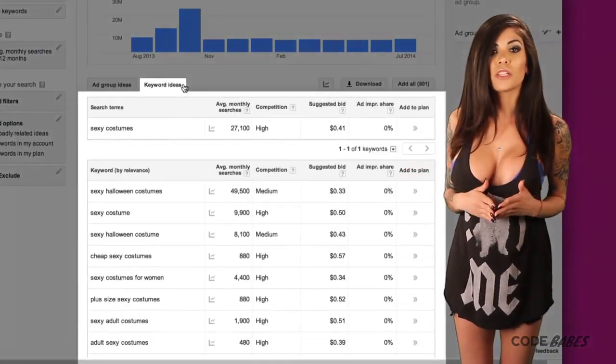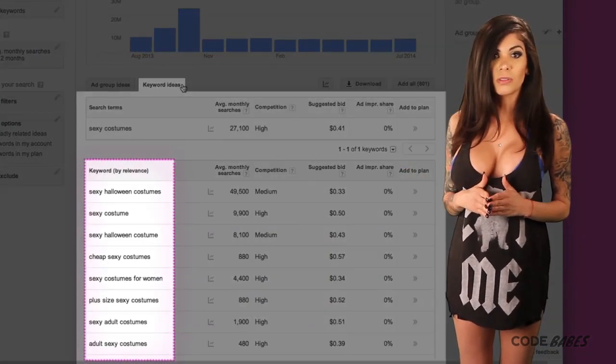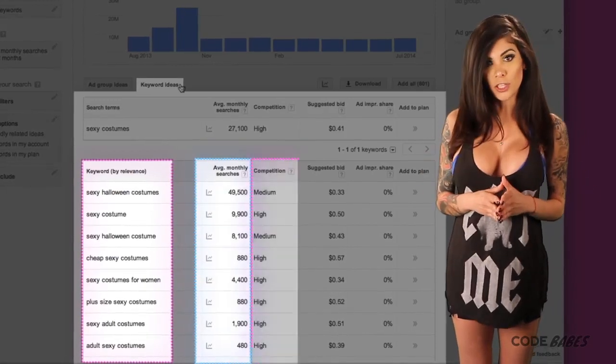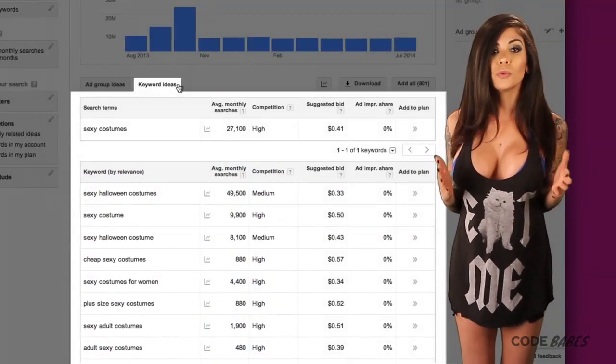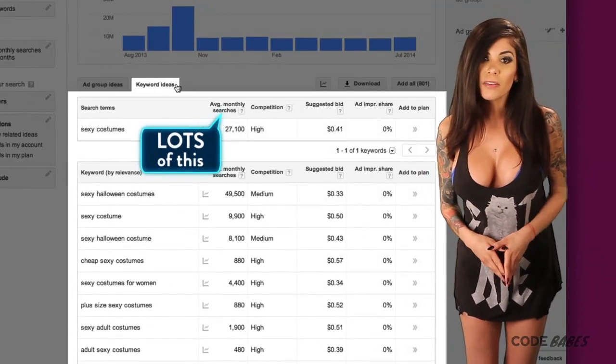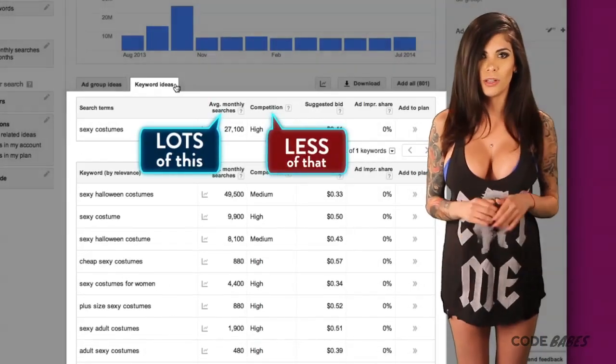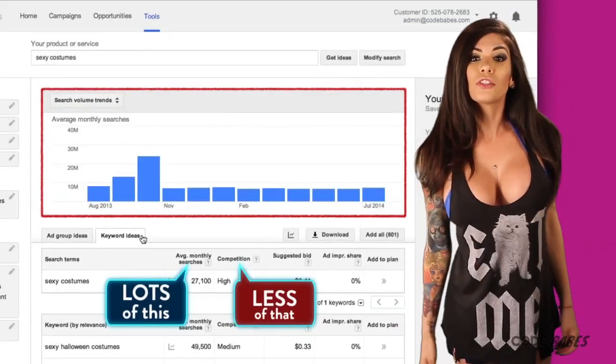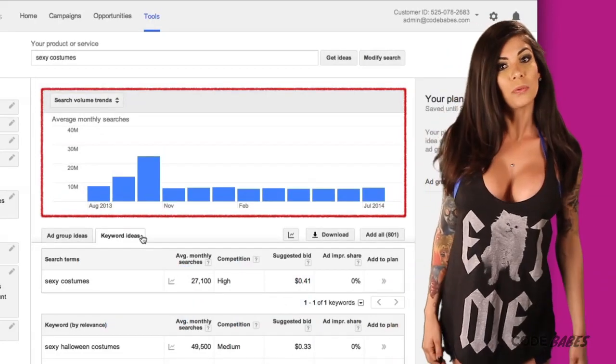On this page, we'll see other keywords related to sexy costumes, along with the monthly searches and competition. What we want to do is find some keywords that have a decent amount of searches with low competition. If you look at the average monthly searches, it's quite skewed toward Halloween. Duh.